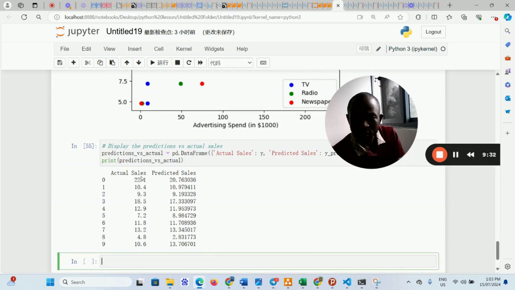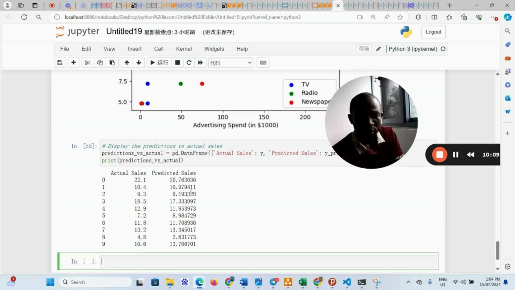I see, okay, this is actual sale, right? It was 22.1. Actual sale for A is 22, B is this. Now the predicted sale, this is what the machine has predicted. Are we there? It is 20.7. It's closer to the actual sale, very good. Okay. Now, if you look at the others, we have 10.4, we have 10.9, you have 9.3, you have 9.1, you have 18.5, you have 17. So this is a perfect prediction.